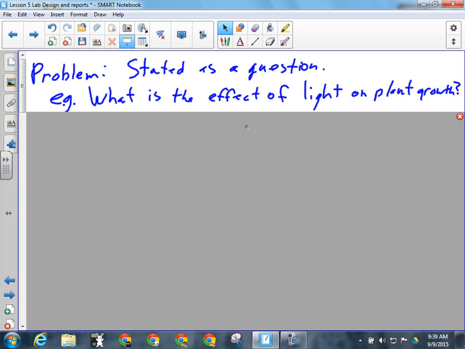It's like Jeopardy. You have to phrase your answer in the form of a question. This is how you do a problem. So the example that we're going to work through here is, what is the effect of light on plant growth? It's incredibly simplistic, and thus it's a good example. So the problem we're investigating in this hypothetical lab is, what is the effect of light on plant growth?